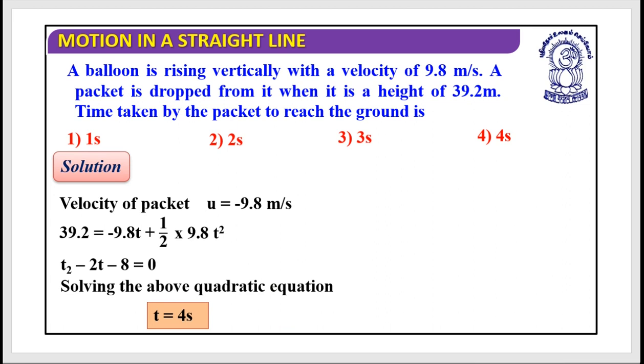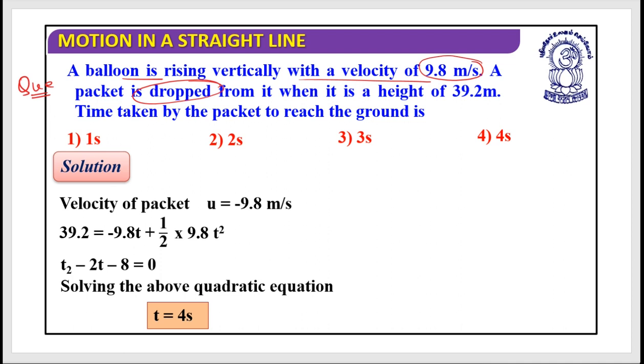Look at the data that is given. A balloon is rising vertically with a velocity of 9.8 meter per second. A packet is dropped from it when it is at a height of 39.2 meter. What is the time taken by the packet to reach the ground? This is what they have asked.